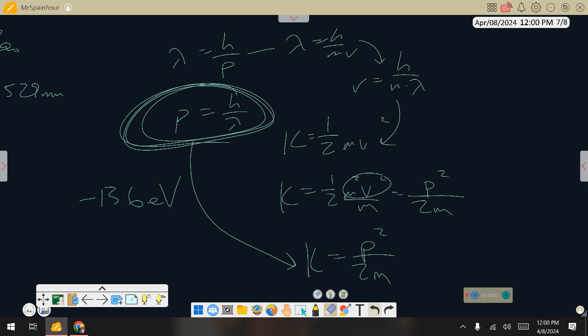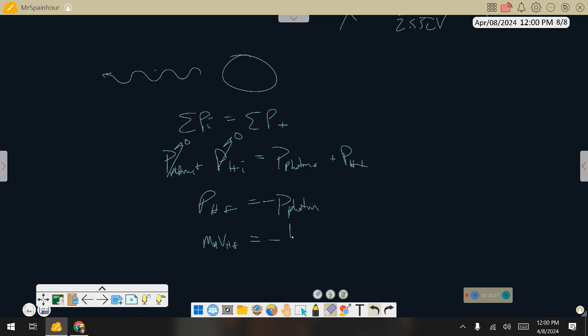How do you calculate it? Someone, please. There it is. So this is equal to negative h over wavelength. So if you want to know the velocity, what simple thing do we do here? There you go.